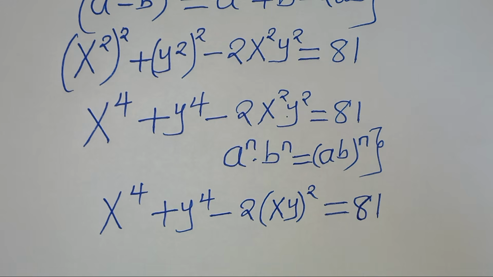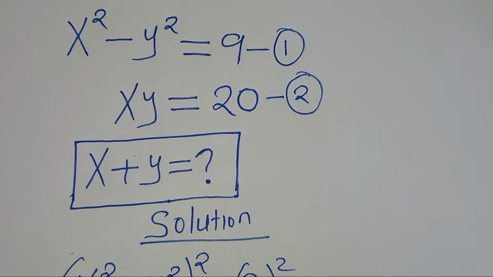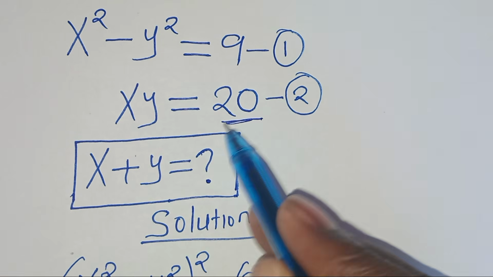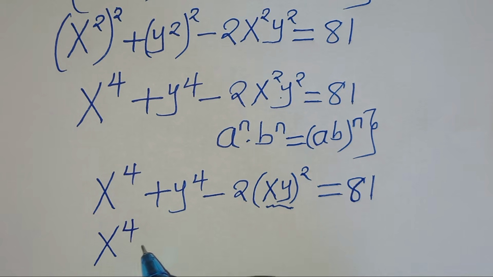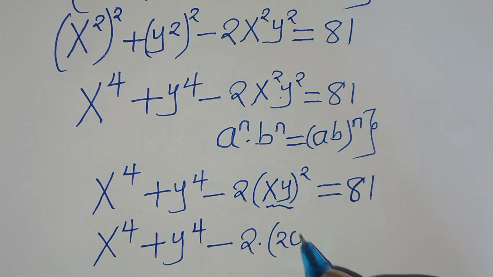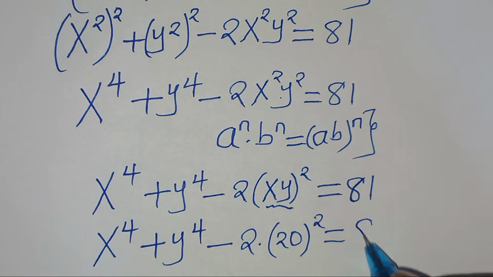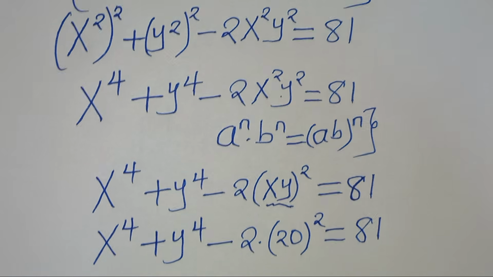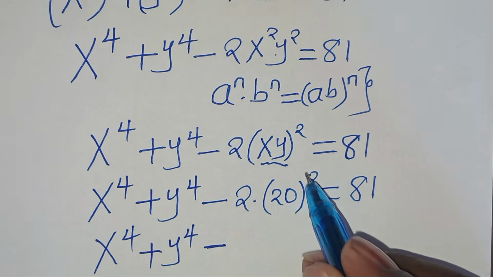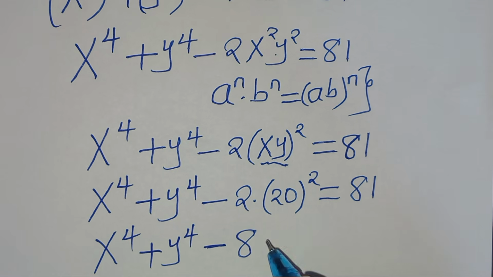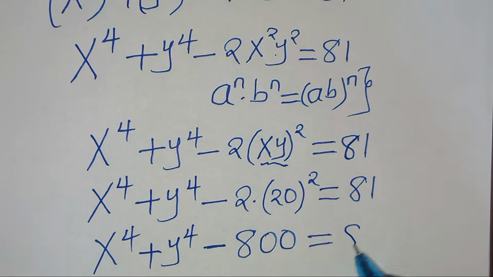Okay. We have that x times y, as in equation 2, is equal to 20. So let's substitute 20. This is x to the power of 4 plus y to the power of 4 minus 2 times 20 raised to the power of 2, which is equal to 81. So this is x to the power of 4 plus y to the power of 4 subtract 20 squared, which is 400, times 2, which is minus 800. This is equal to 81.